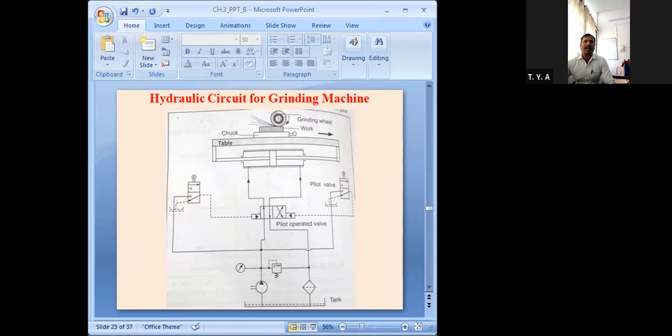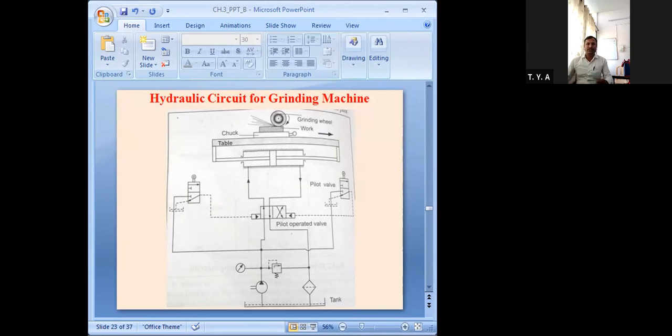Getting it? Now the grinding wheel is constant, it is stationary. Whatever workpiece is there is fitted on the chuck and located on the table. So you need to move that table in the forward direction, then the backward direction. Now to move that table, we need to design such a hydraulic circuit.